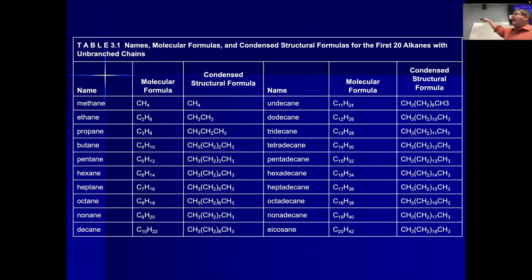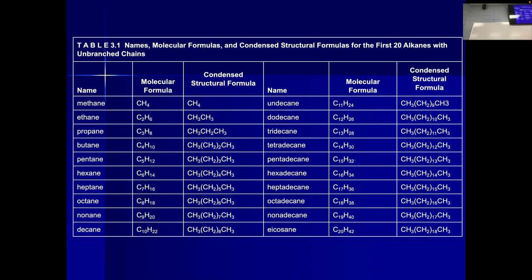So let's look at some of the names and molecular formulas for some of these so-called straight chain alkanes. Methane is 1 carbon. Ethane is 2 carbons. Propane is 3 carbons. Butane is 4 carbons. Pentane is 5 carbons. Hexane is 6 carbons. Heptane is 7 carbons. Octane is 8 carbons. Nonane is 9 carbons. And decane is 10 carbons.